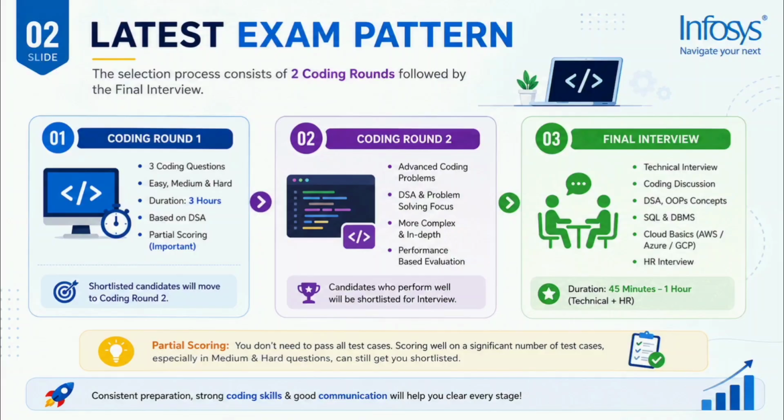After clearing the first round, the shortlisted candidates will be invited for coding round 2. This round is comparatively more challenging and focuses on advanced problem solving skills. Here Infosys tests how efficiently you can solve complex coding problems using the right algorithms and data structures. So time management and coding accuracy play a very important role in this round. The candidates who successfully clear both rounds will be invited for the final interview.